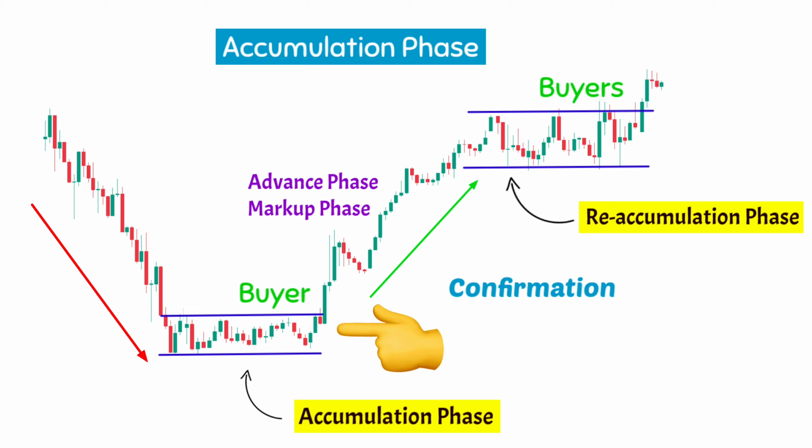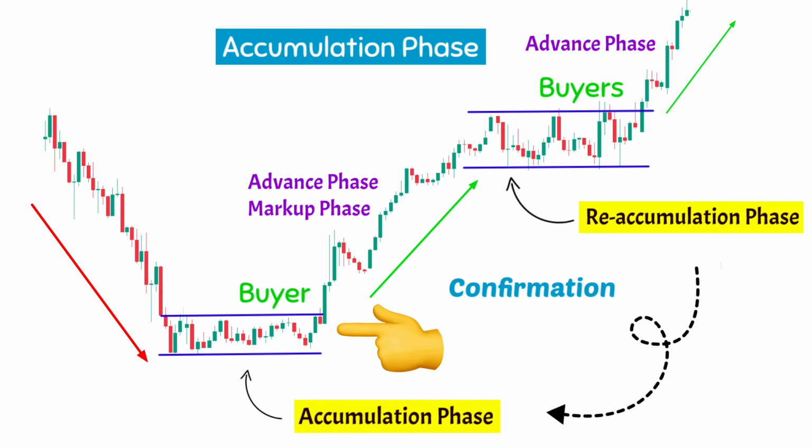The market is taking a small pause, collecting liquidity, and preparing for another move higher. But remember, just seeing a range is not enough to call it reaccumulation. A reaccumulation phase is confirmed only when price breaks above the resistance level. Just like we needed confirmation in the accumulation phase, we need confirmation here as well. Once the breakout occurs, the market can continue moving higher and enter another advance phase.